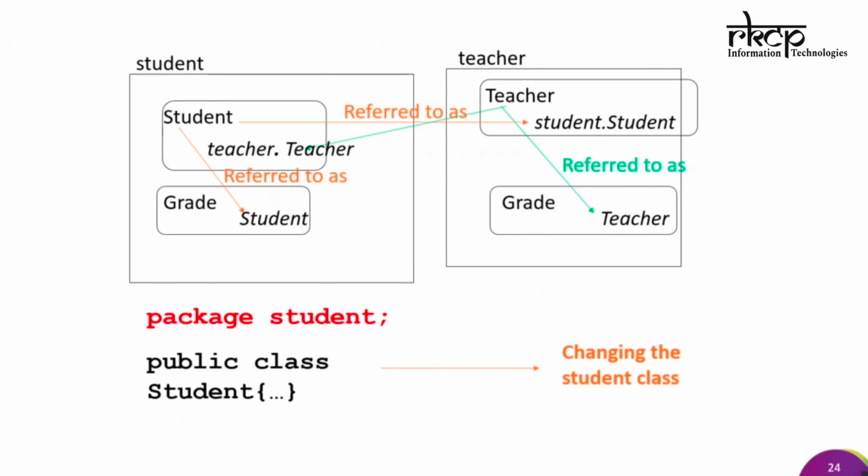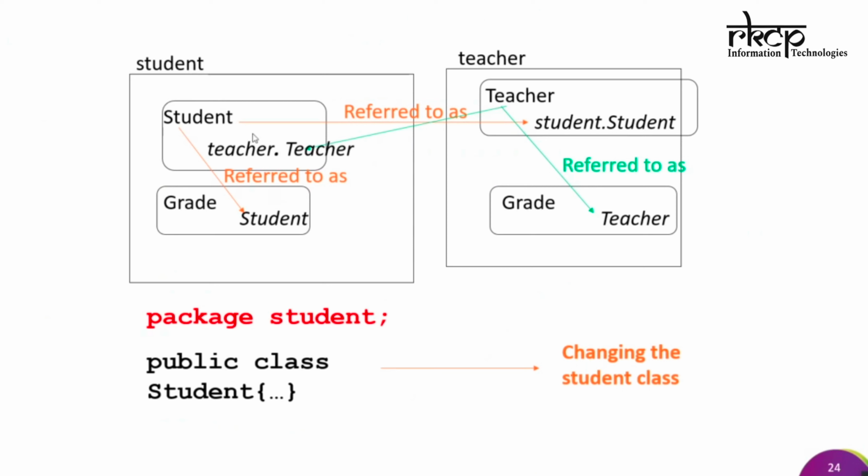Now, how can you access classes? Suppose I have the same student example, and I have taken student and grade. My student and grade are inside my student package. However, teacher and grade, these two classes are inside the teacher package. There are two packages: one is student, one is teacher.